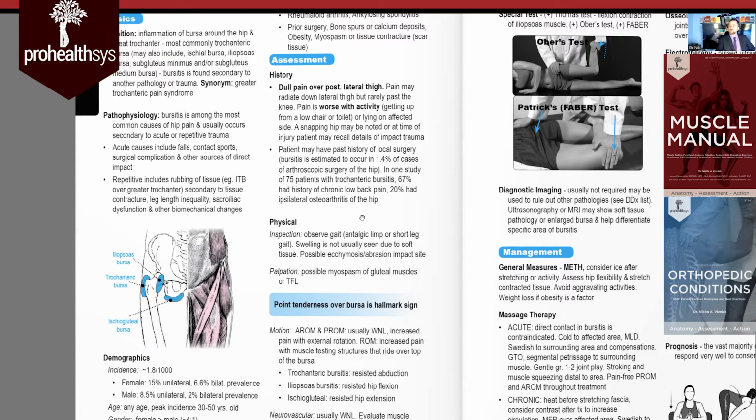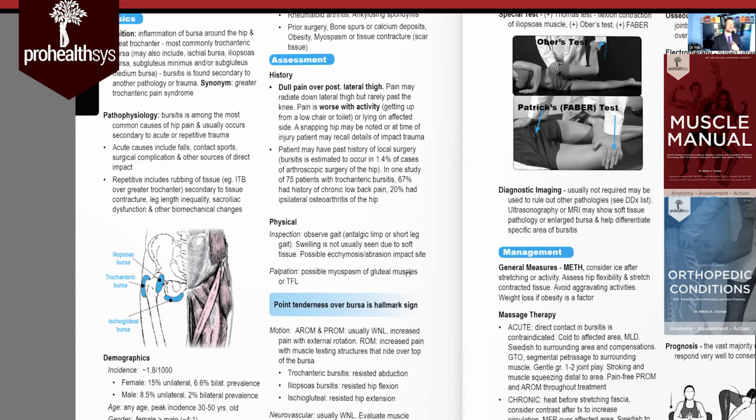So inspection, you're going to observe the gait. It will usually be within normal limits, but you might see an antalgic limp, or you might see that it actually snaps with the snapping hip. If they've fallen down recently, you'll see the ecchymosis potentially as well, or look for abrasions over the site.